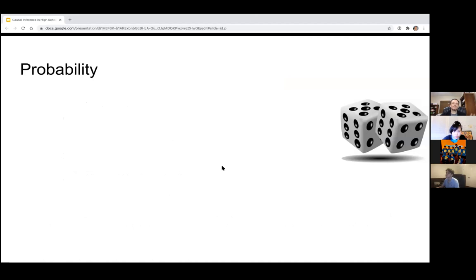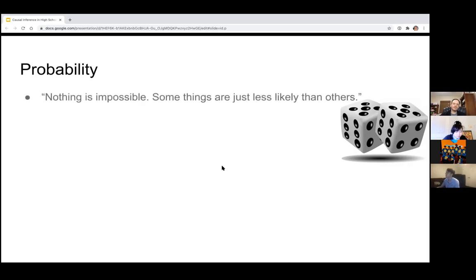Probability. This is something I hope all of you will learn and really enjoy, because as I'll mention, we live in a probabilistic world in multiple ways, and understanding probability, I think, is so valuable and important in many things you'll do in life. So here's a quote by Jonathan Winters. Nothing is impossible. Some things are just less likely than others. But actually, some things are impossible. And so we say when something is impossible, that it has probability 0.